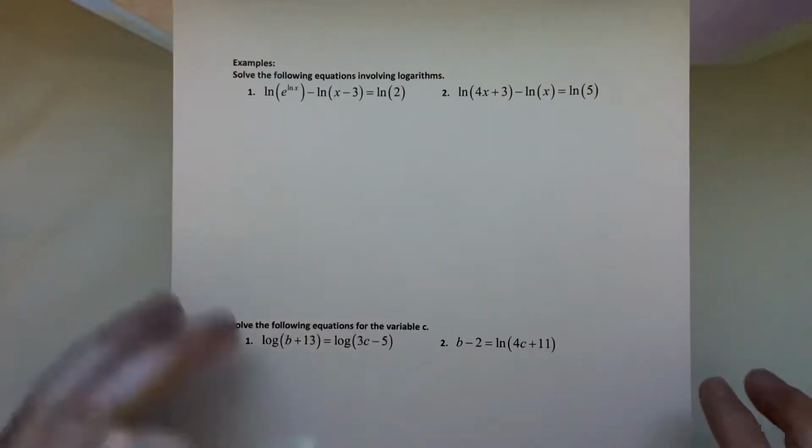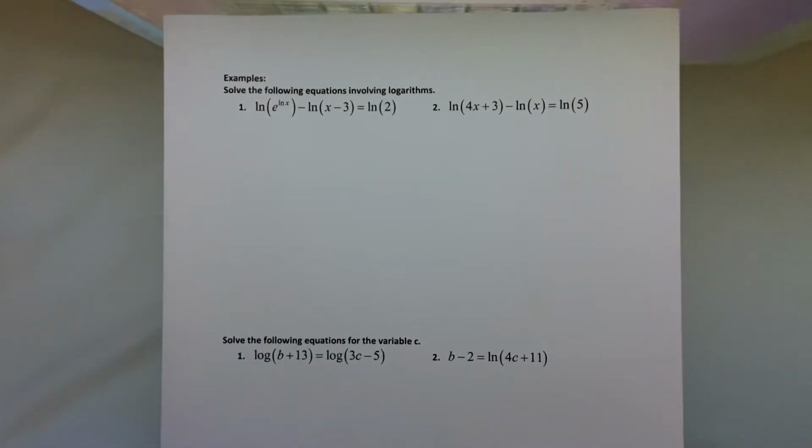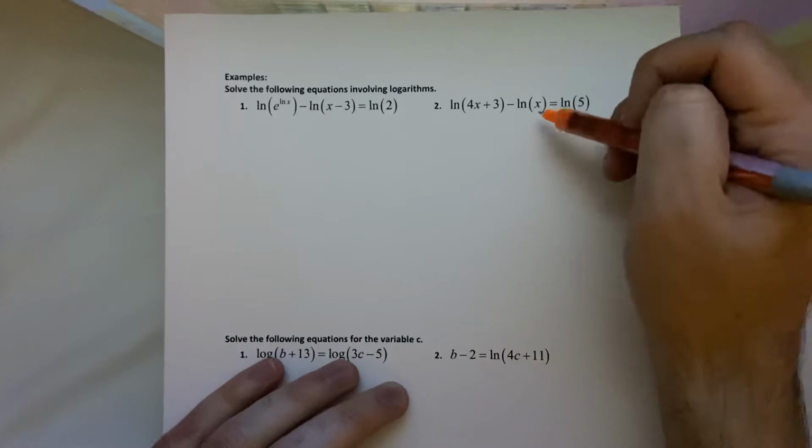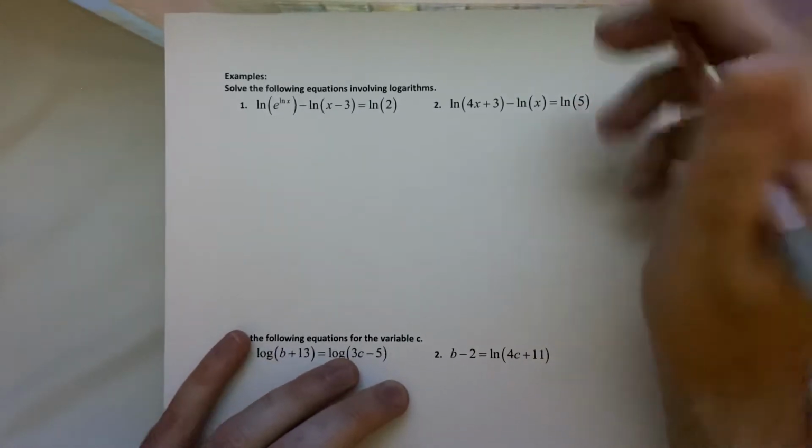Okay, we continue on the next page. Solve the following involving logarithms. Okay, let's do number 2. ln of 4x plus 3 minus ln of x equals the ln of 5.